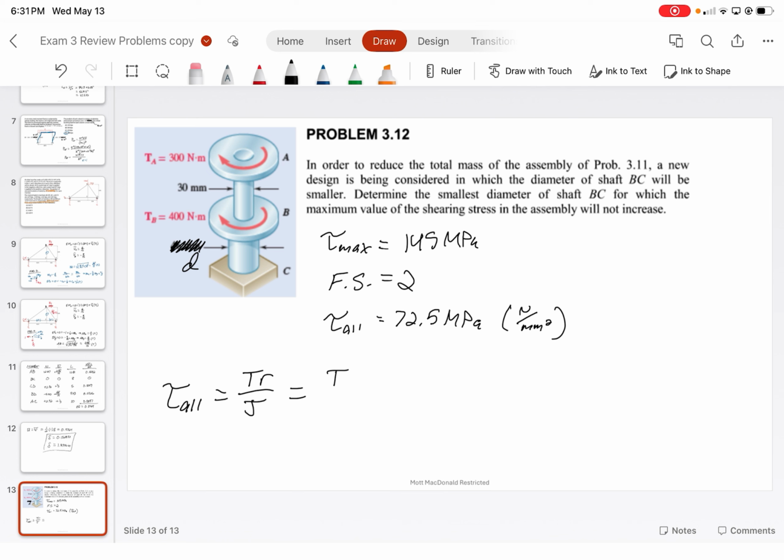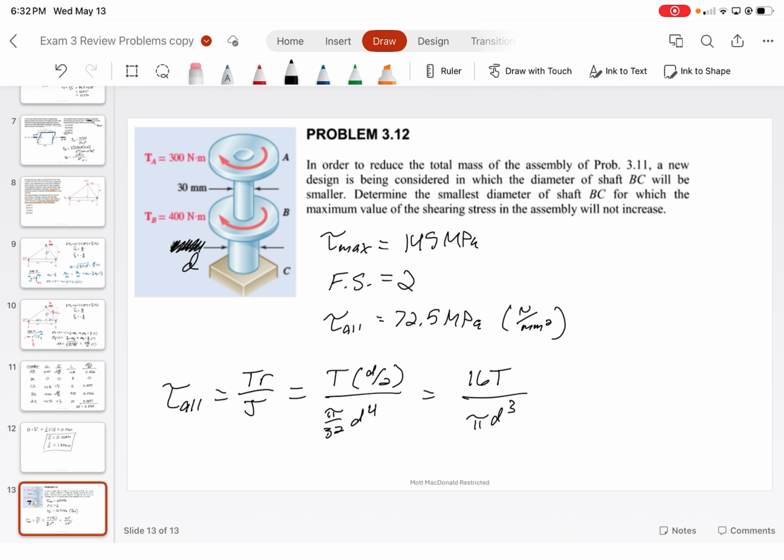can rewrite as just saying T times the diameter divided by 2 divided by pi over 32 times d to the 4th. What we need to do from this point is just rewrite this to get d by itself. So this would just equal 16T divided by pi d cubed, I believe.